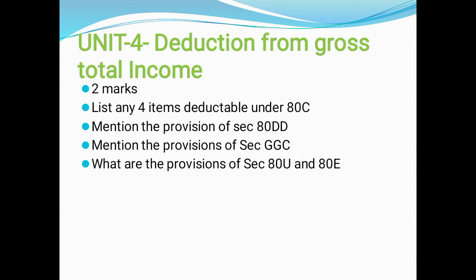There is a certain table which I will try to put in the description box, with the deductions from 80C to 80U. They may ask in the examination, such as: mention the provision of section 80D. So 80D again here is about insurance, that is medical insurance premium. A maximum of 25,000 he can put as allowance, and he can deduct it from his total income.